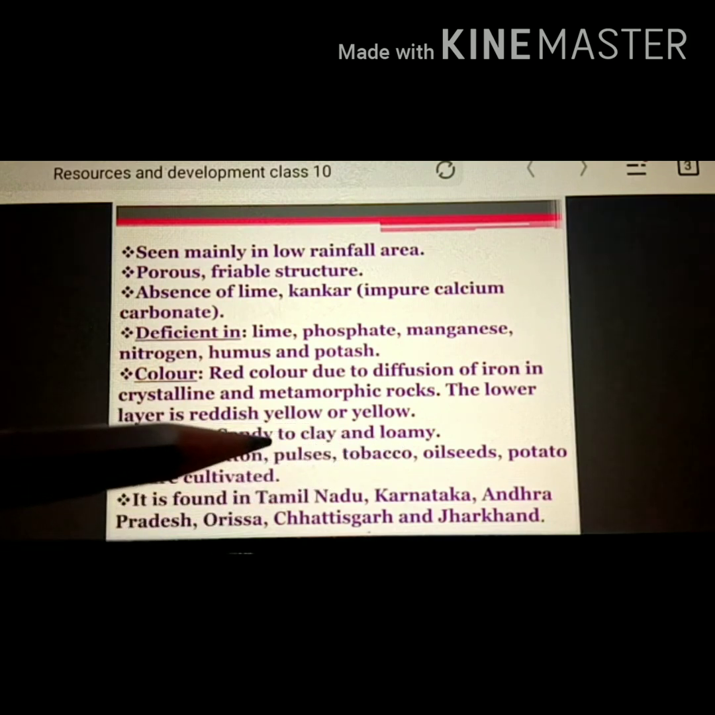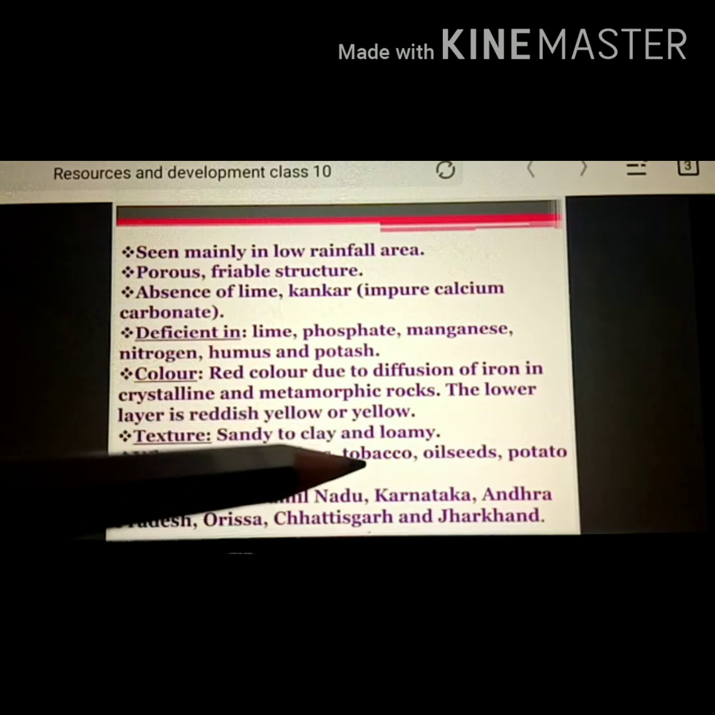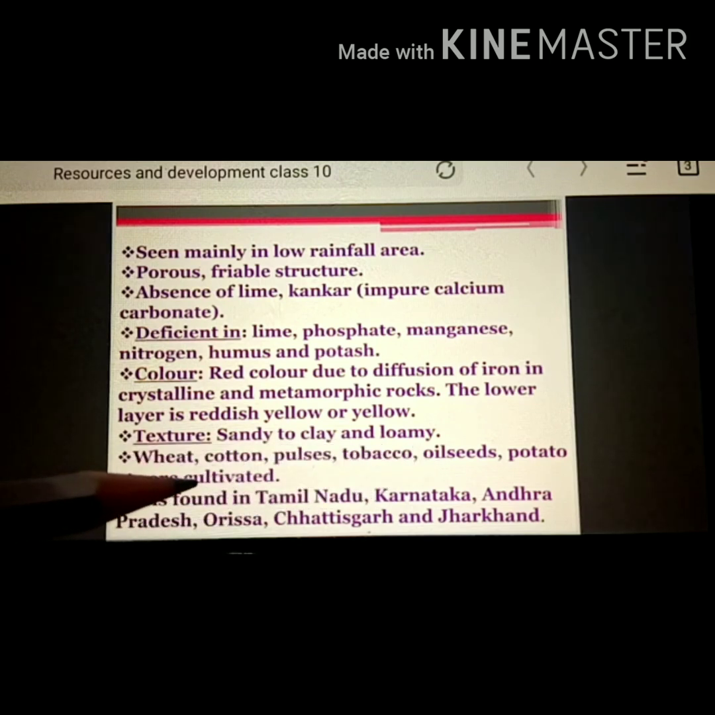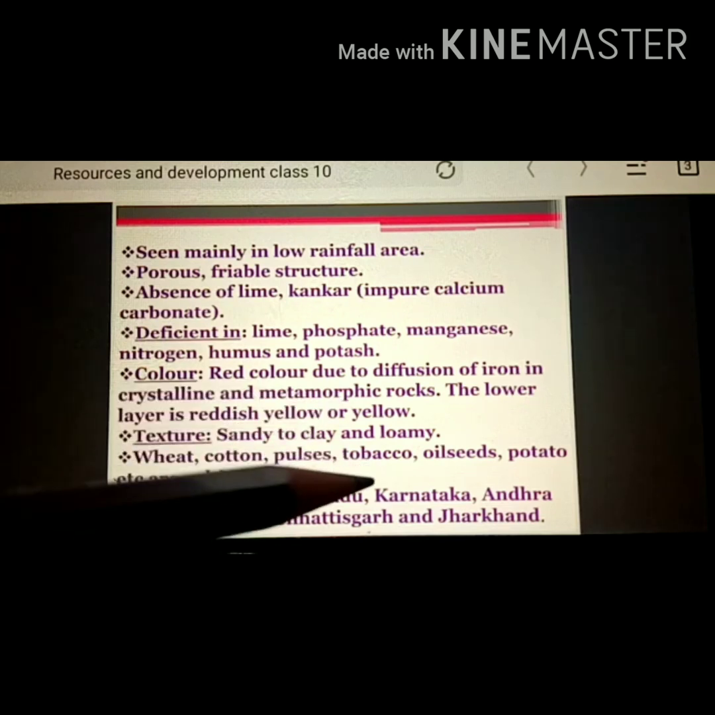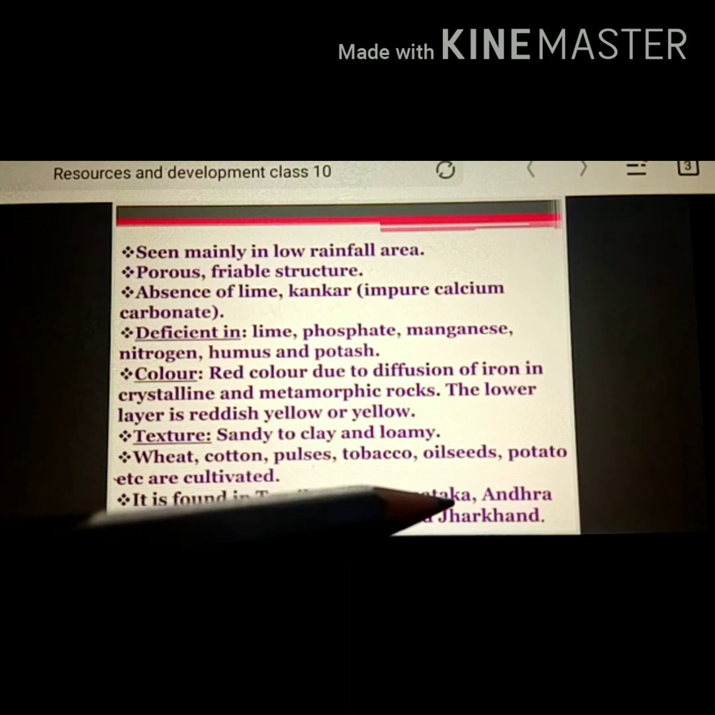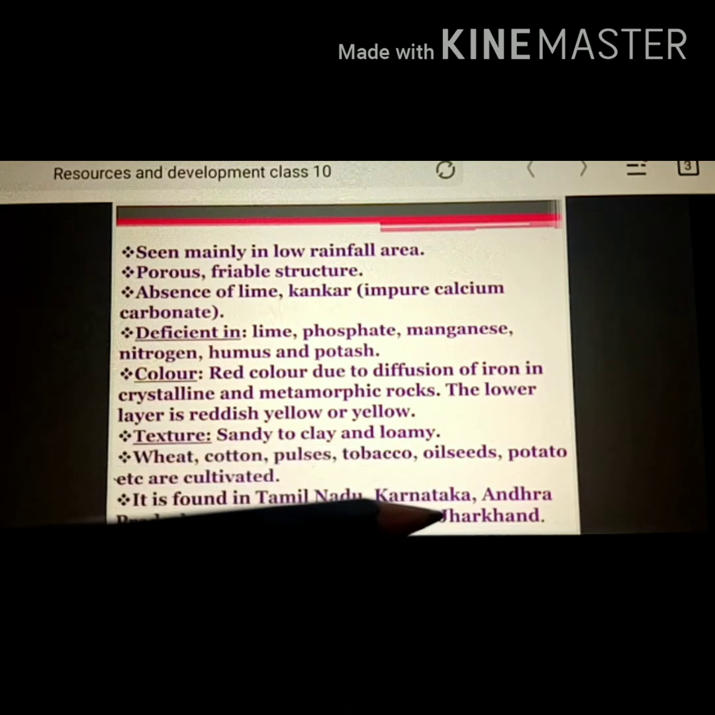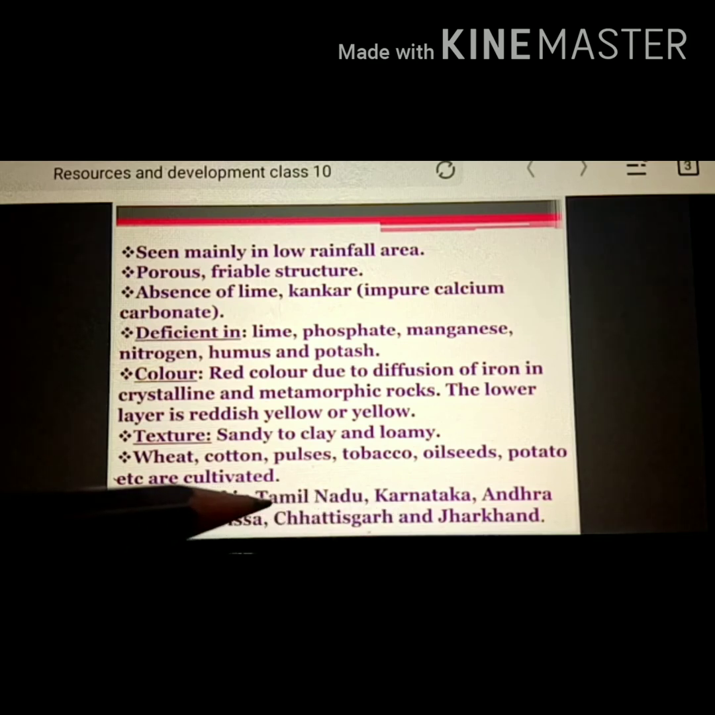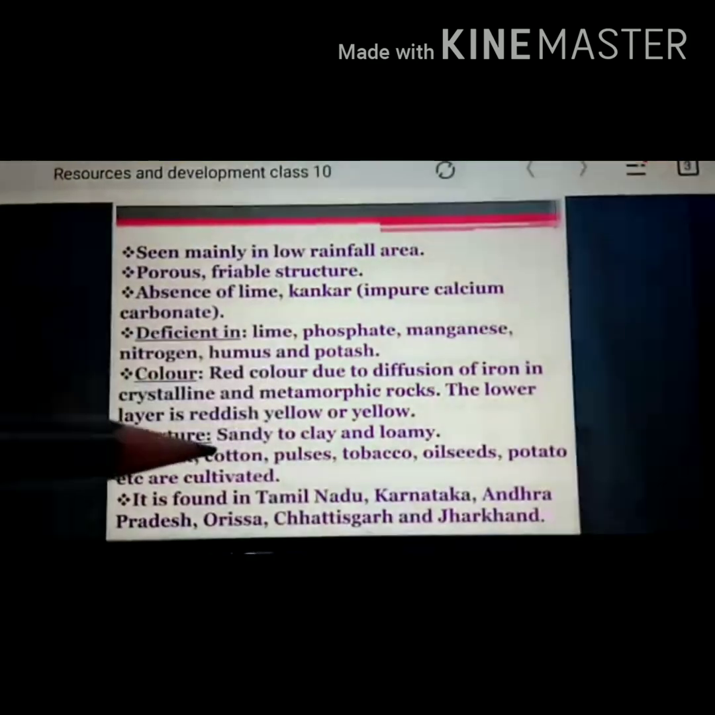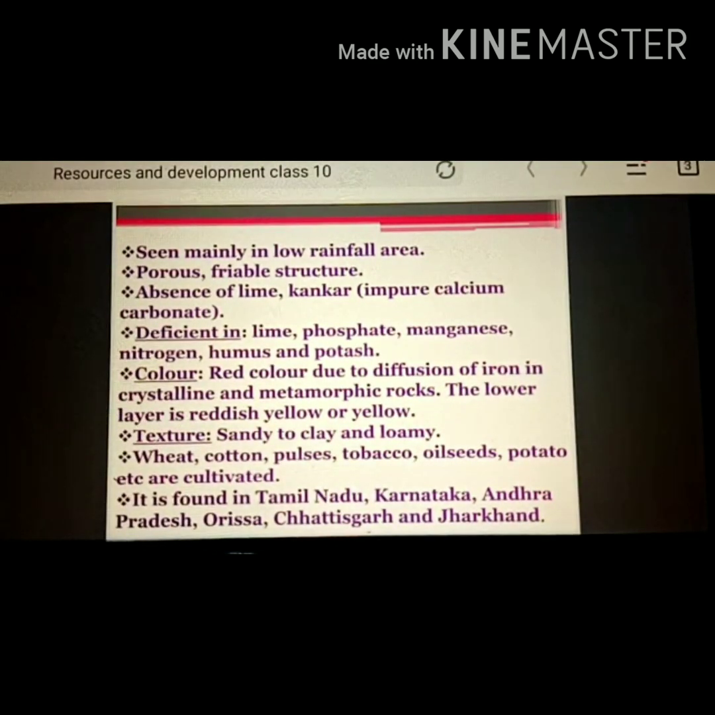Sandy type texture is there. Wheat, cotton, pulses, tobacco, oil seeds, potato, etc. are cultivated here. Where is it found? Basically in southern region of our country, that is Tamil Nadu, Karnataka, Andhra Pradesh, Odisha, Chhattisgarh, and Jharkhand. This is the middle part of our country, and these states are southern part of our country where red soil is found.